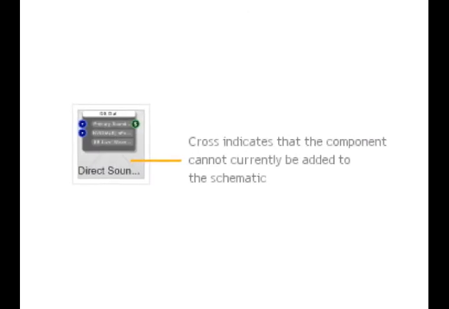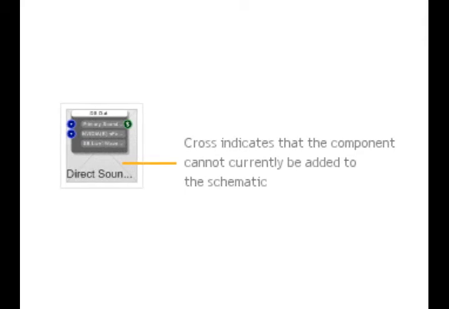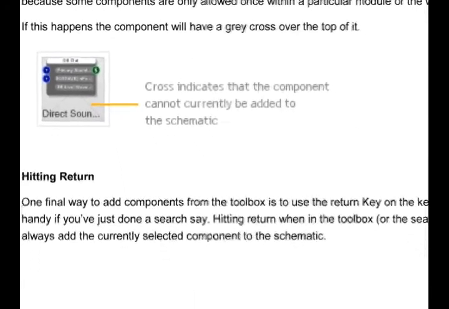Disabled components. On some occasions it is not possible for you to add a particular component to your schematic. This is because some components are only allowed once within a particular module or the whole schematic. If this happens, the component will have a gray cross over the top of it.